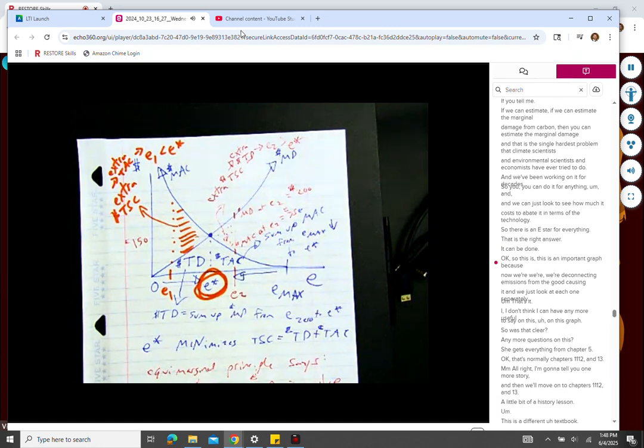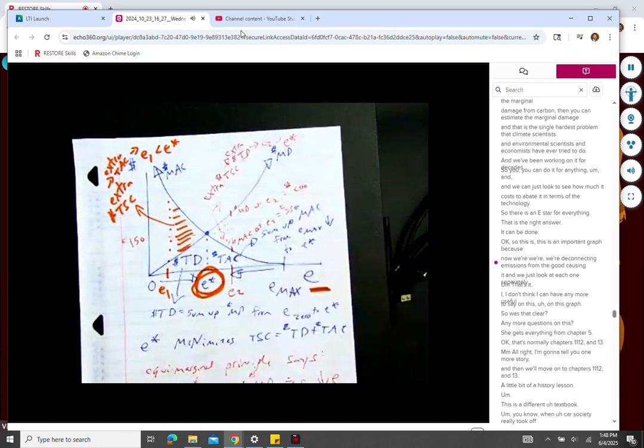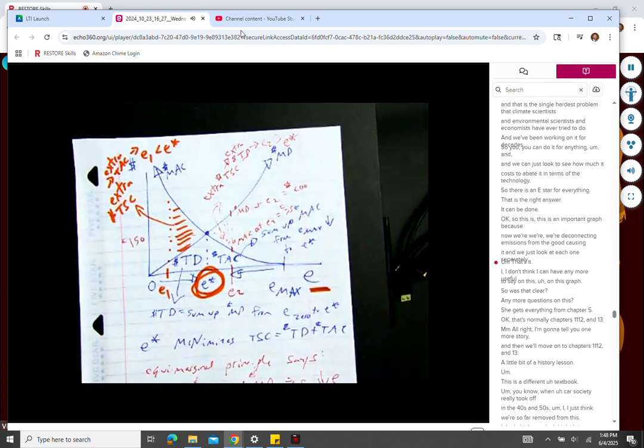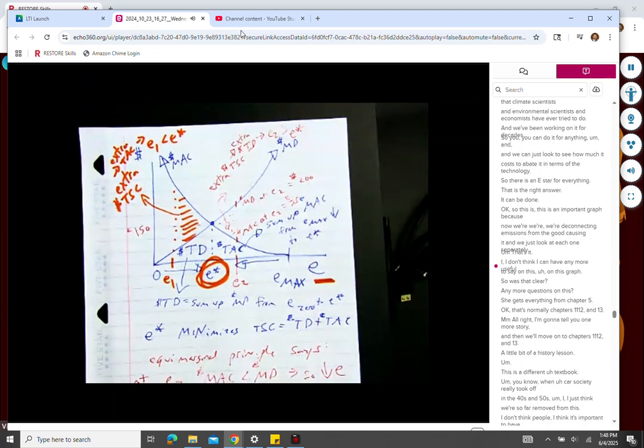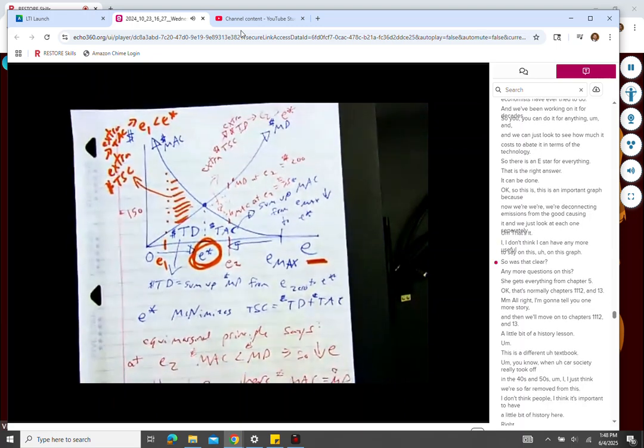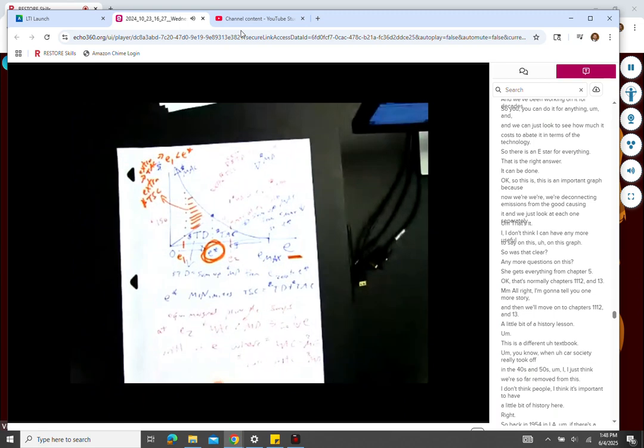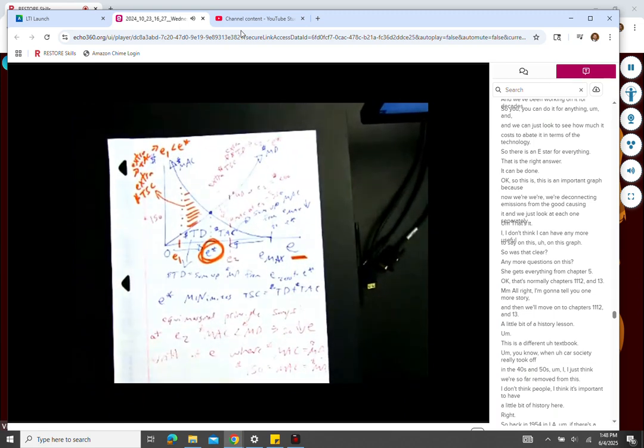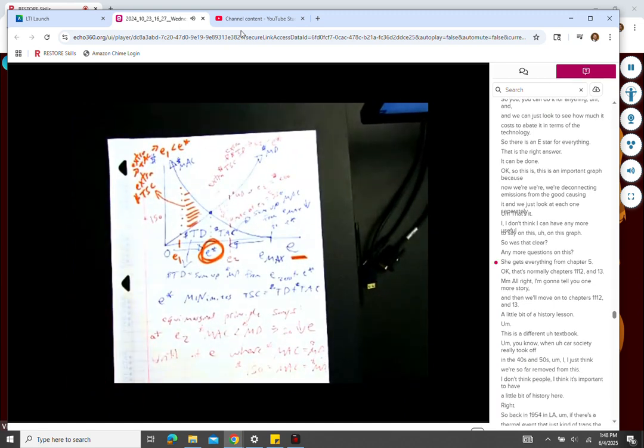Okay, so this is an important graph because now we're disconnecting emissions from the good causing it, and we just look at each one separately. That's it. I don't think I have anything more useful to say on this graph. Is that clear? Any more questions on this? That's everything from chapter 5.